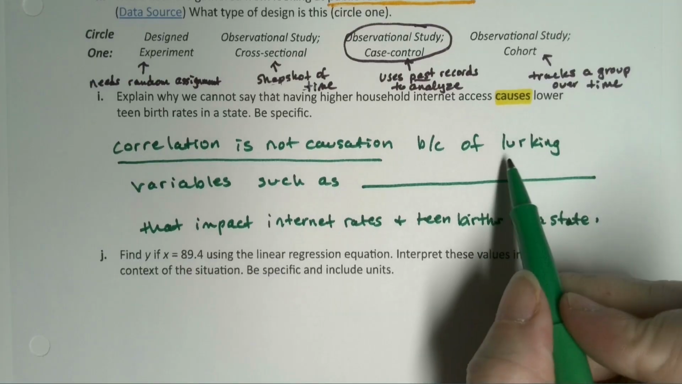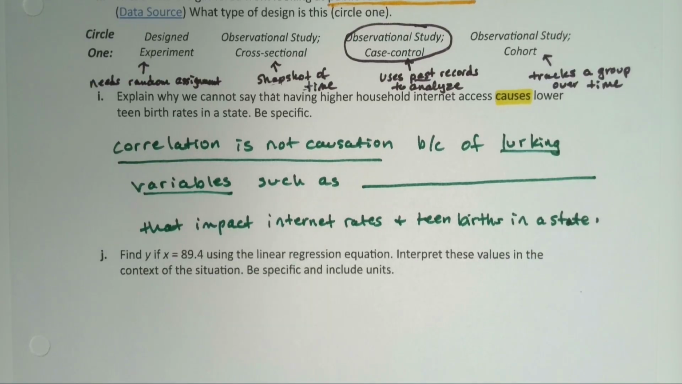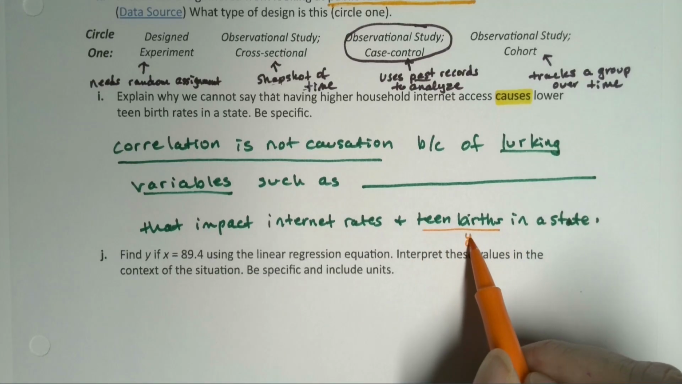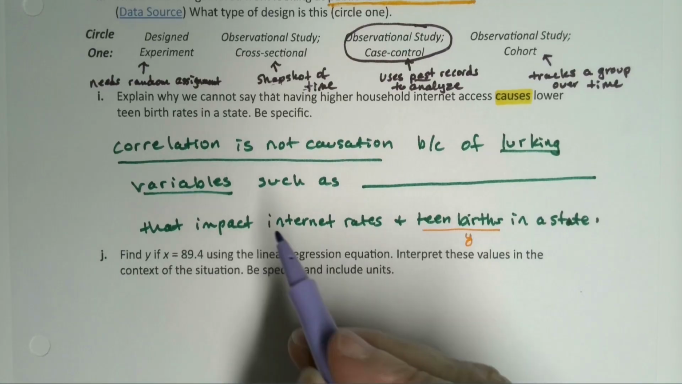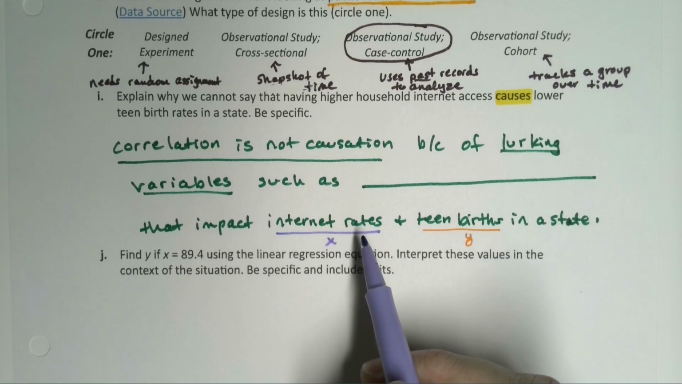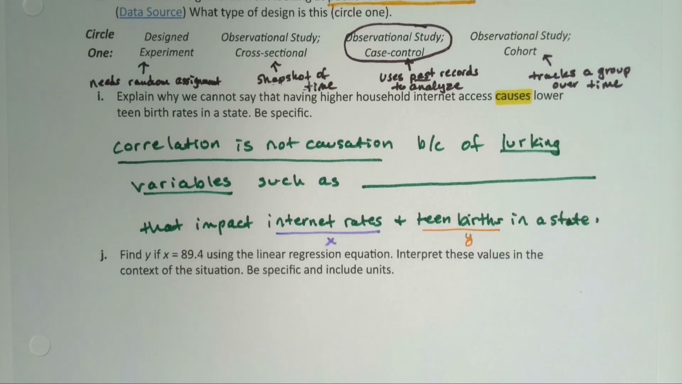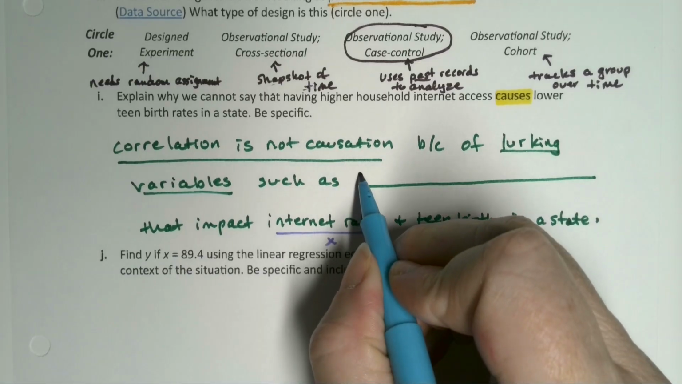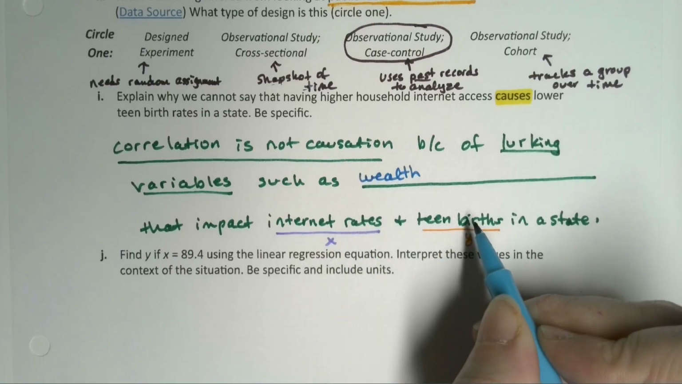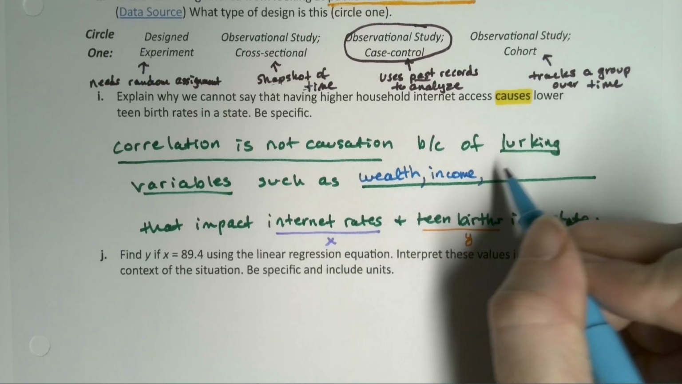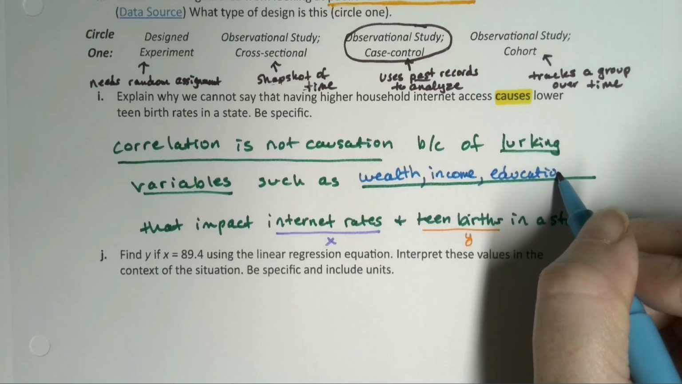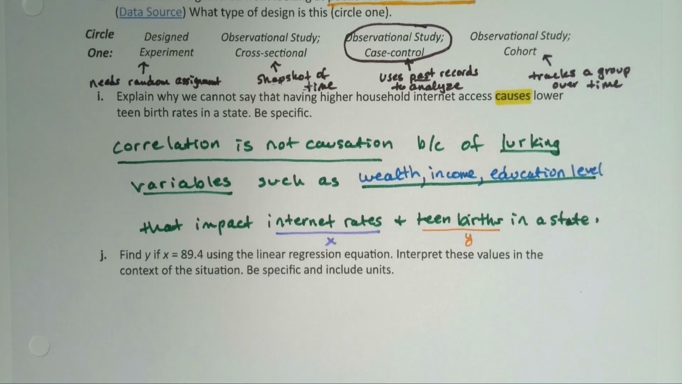So we have to think of some lurking variables that would impact both our x and our y. The y was the teen birth rate, the x was the internet rate. So what is something that would cause a state to have, say, more internet and lower teen births? Well, income. So the wealth of that particular state would impact both of these things. Income, education level: what percentage of your state has high school diplomas, what percent has college degrees or post-secondary work?